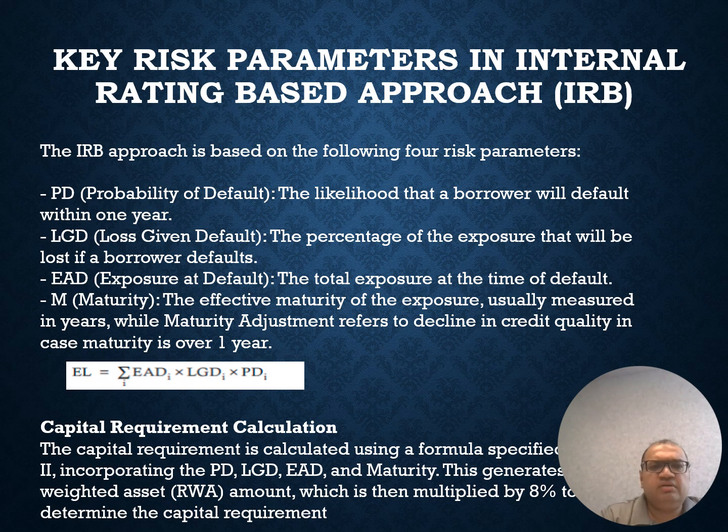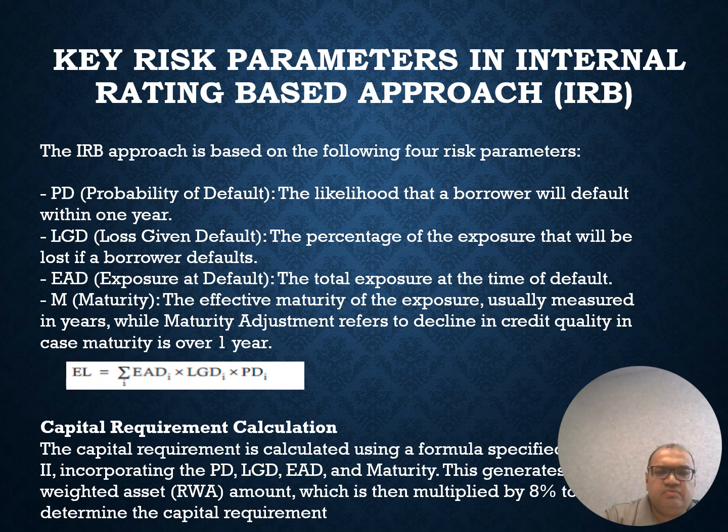We will do a calculation. M is the effective maturity of the exposure, usually measured in years, while maturity adjustment refers to the decline in credit quality in case maturity is over 1 year. Usually we calculate our loss for a year. But in case you have a term loan, over time, the first year the customer was great, the second year it shows signs of deteriorating, the third year it deteriorated. So the M factor, maturity adjustment, factors in those things.